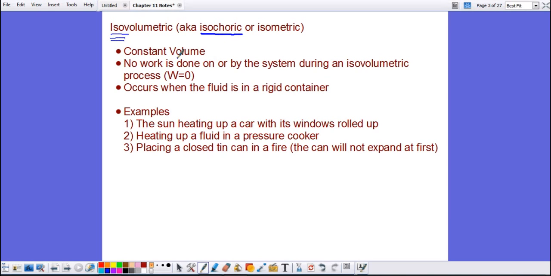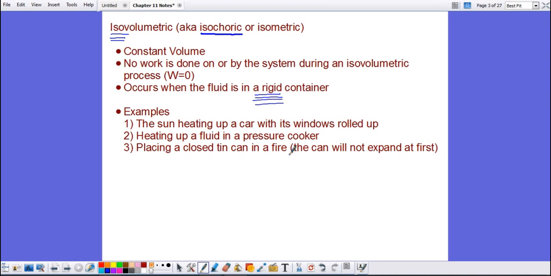When this occurs, there is no work done on or by the system during this process. And the reason for that is, remember, work is a force times a distance. If it's isovolumetric, no distance is changing, and if no distance is changing, then you're going to have zero for that term and you're going to get zero for the amount of work. When does this occur? Well, it occurs when the fluid is in a rigid container, a container that's not going to change its shape.